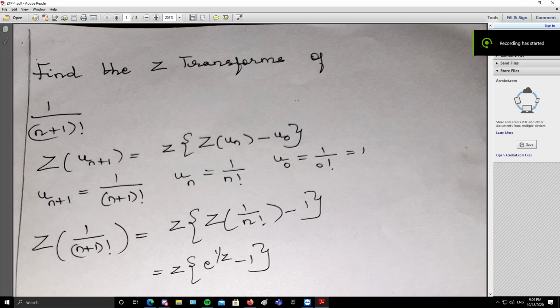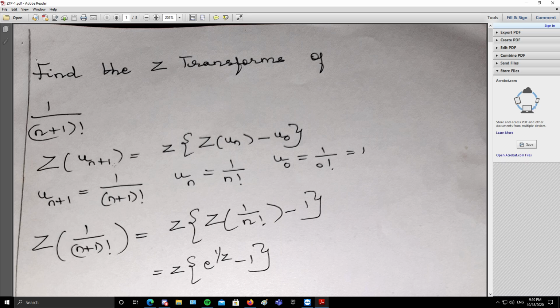We'll discuss some more problems from Z transform. Last class we have seen problems from damping rule and shifting property. Now here we have another problem from shifting property, that is 1 by (n plus 1) factorial. I have told you whenever you have n plus or minus k, it is shifting property. So here you have n plus 1.